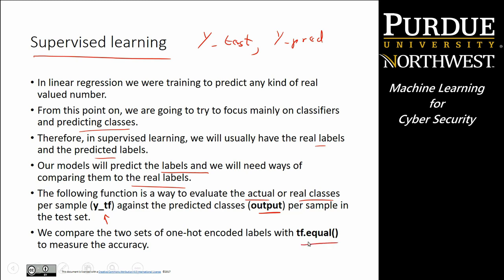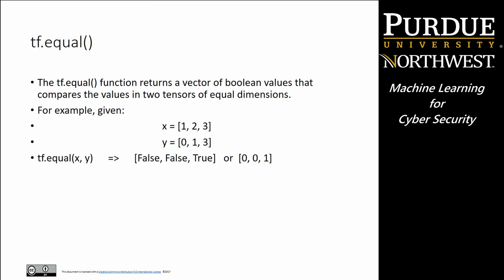Now again, this function will have a lot of additional TensorFlow helper functions, so we need to define those as well. Because TensorFlow is all tensors, it's all about efficiency, and so these are the fastest ways of doing things. So we compare the two sets of one-hot encoded labels with TF equal to measure the accuracy. Remember, this is just for the accuracy. So what is TF equal? That's another one of those functions.